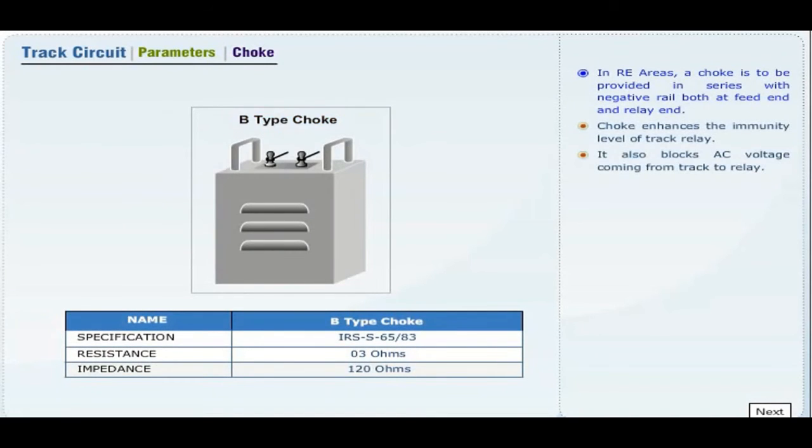Choke. In RE areas, a choke is to be provided in series with negative rail both at feed end and relay end. Choke enhances the immunity level of track relay. It also blocks AC voltage coming from track to relay.